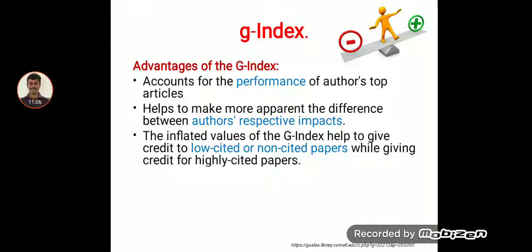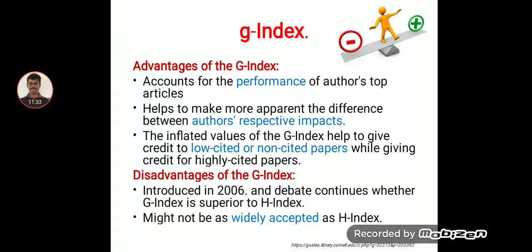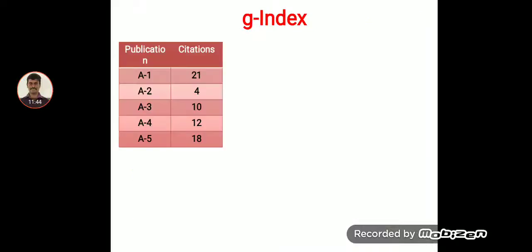Before that, we'll see the advantages and disadvantages of the G index. The advantages of the G index are that it accounts for the performance of the author's top articles, and helps make the difference between authors' respective impacts more apparent. The inflated values of the G index help to give credit to low cited or non-cited papers. The disadvantage of the G index is that it was introduced in 2006 and the debate still continues whether the G index is superior to the H index, and it might not be as widely accepted as the H index.